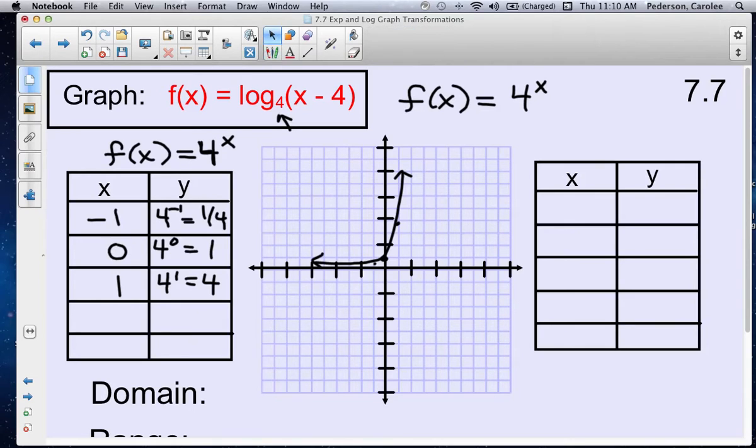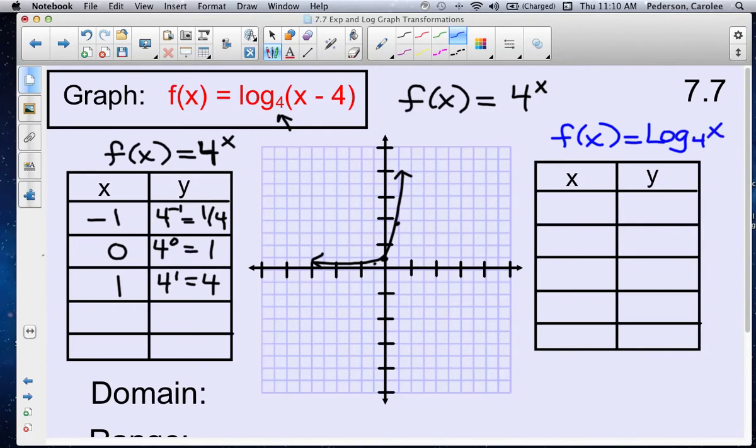To graph its inverse function, f of x equals log base 4 of x, we take these ordered pairs right here and we flip-flop them. So 1/4, negative 1, 1, 0, 4, 1. So let's just graph that logarithm without the transformation yet in the red. So we go over 1/4, down 1, over 1, up 0, over 4, up 1. So there is my blue function.